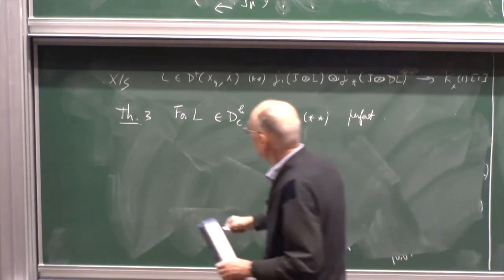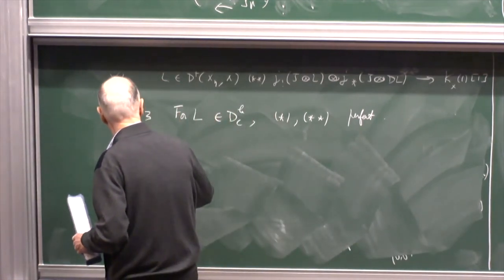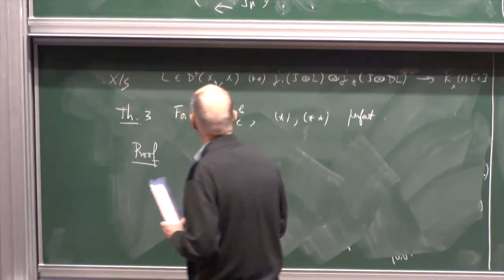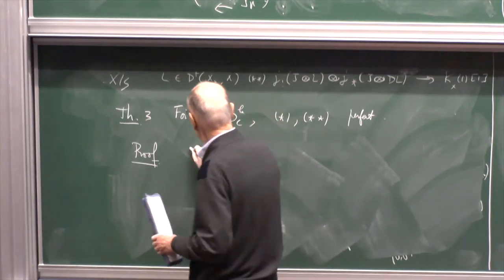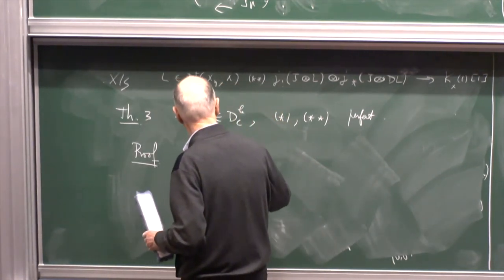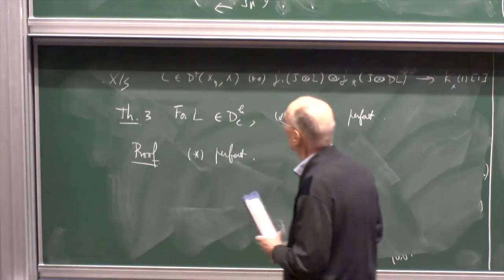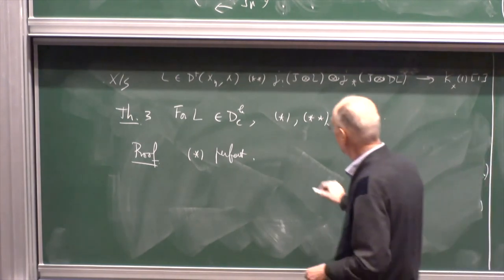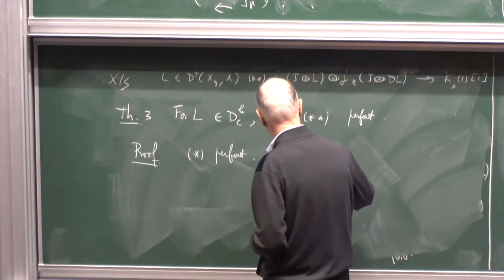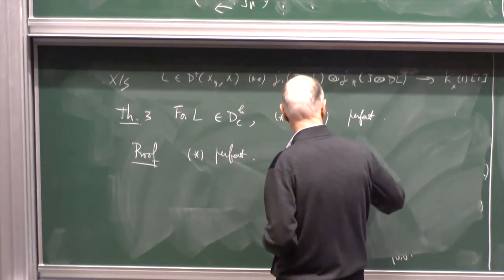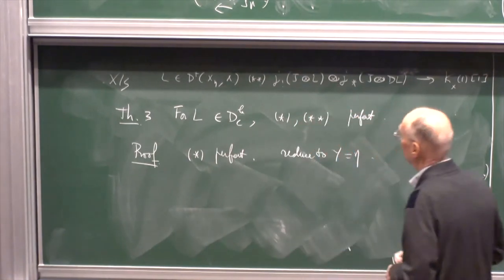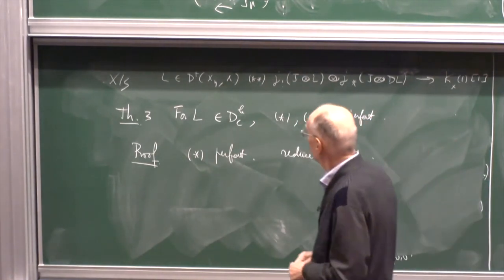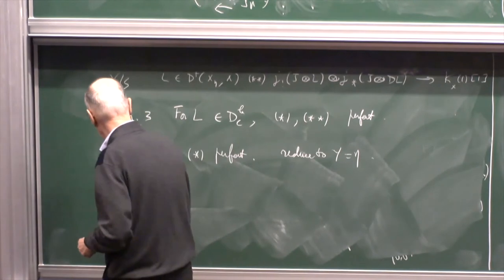So the proof is that, first of all, you prove the star is perfect. Well, this is easy actually. By simple divisage, in fact, you reduce to y equal to eta. And then this is the result, this is the key lemma. Now, the double star says two things.